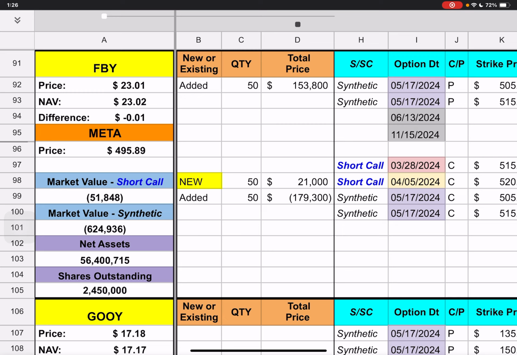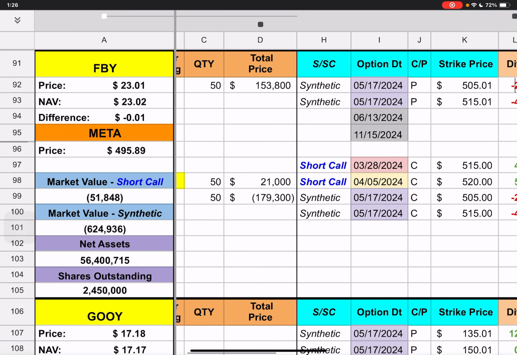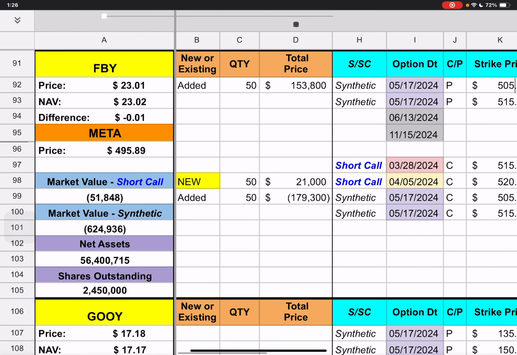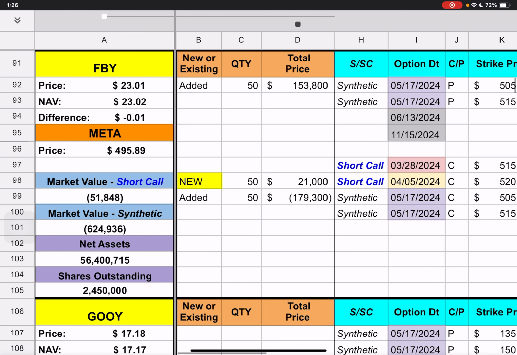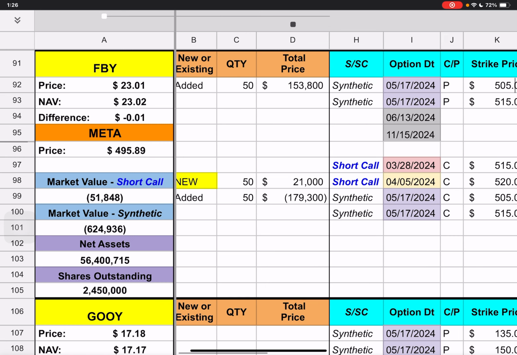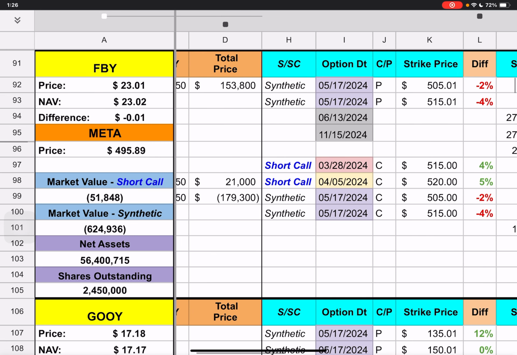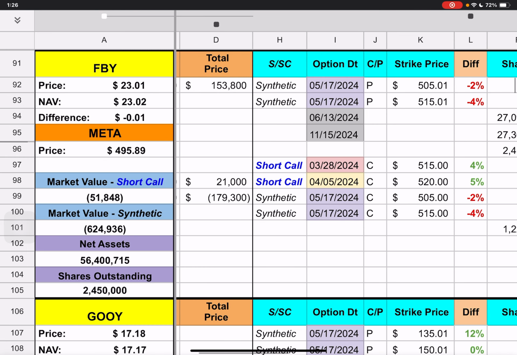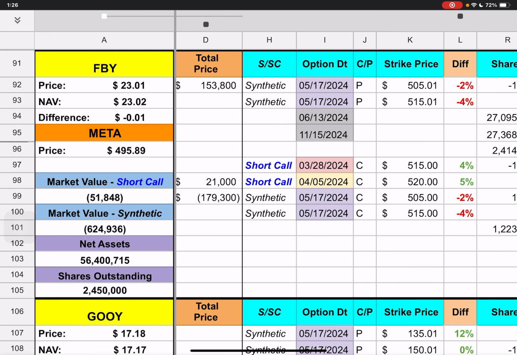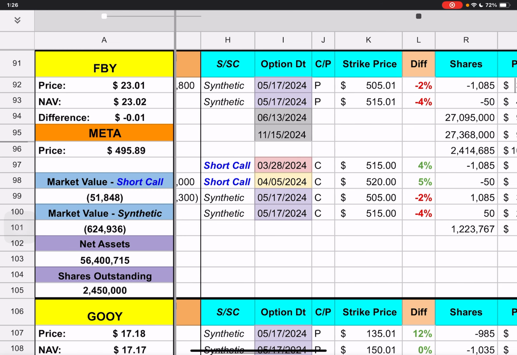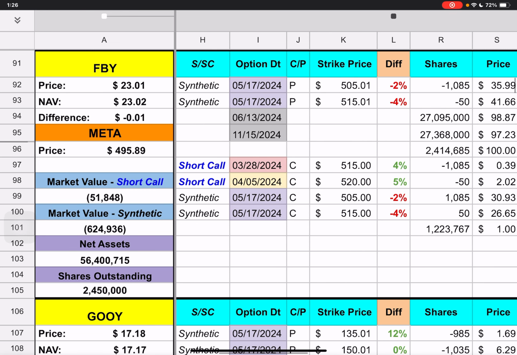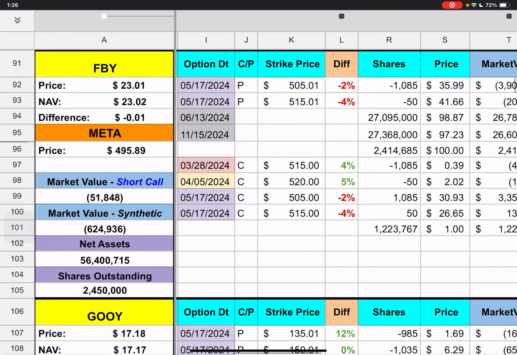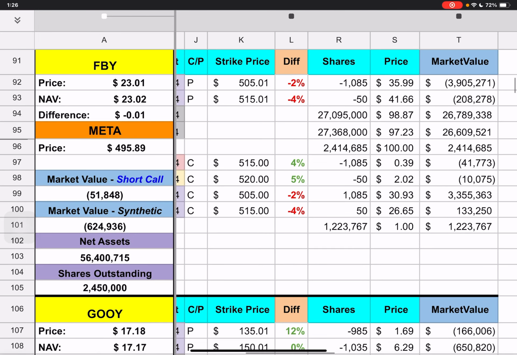FBY closed at 23.01. Meta closed at 495.89. They added 50 contracts to the synthetic position with a $505 strike price, and they opened up a new short call expiring next Friday, 50 contracts bringing in 21,000 premium there. Strike price is 520 if I didn't mention that. And then we have the short call that expires Thursday with a $515 strike price that we're currently 4% under.